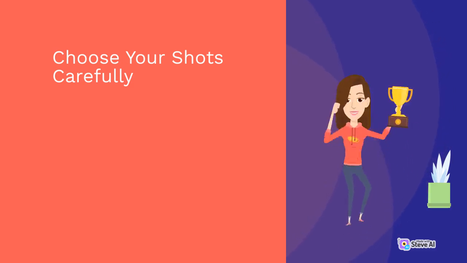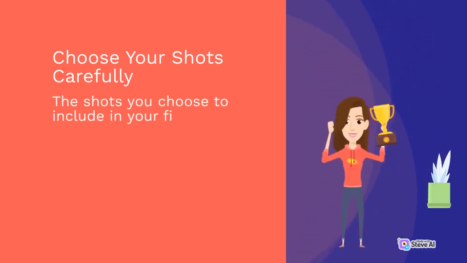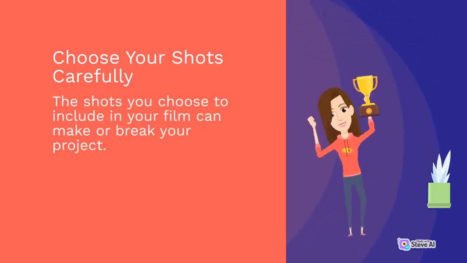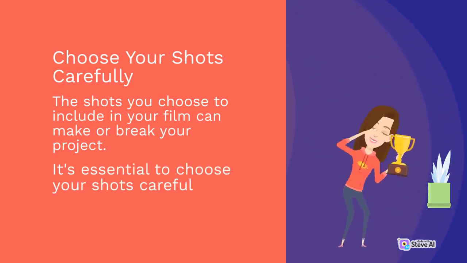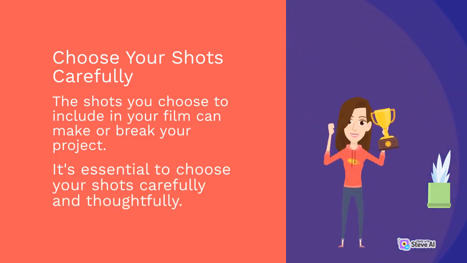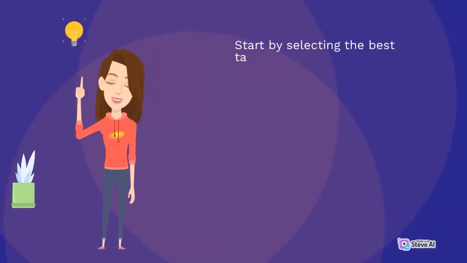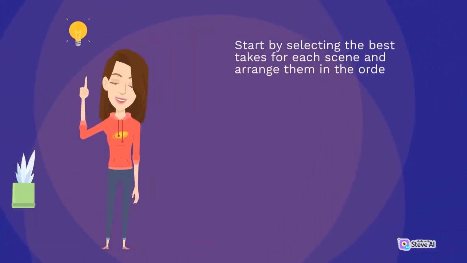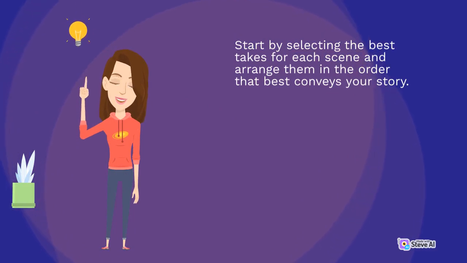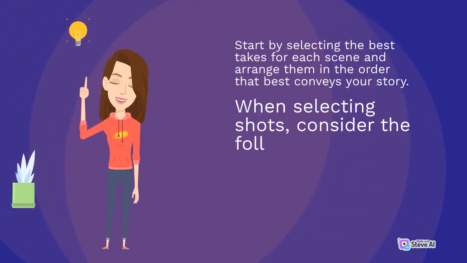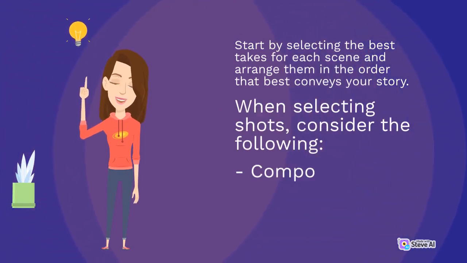Choose your shots carefully. The shots you choose to include in your film can make or break your project. It's essential to choose your shots carefully and thoughtfully. Start by selecting the best takes for each scene and arrange them in the order that best conveys your story. When selecting shots, consider the following.